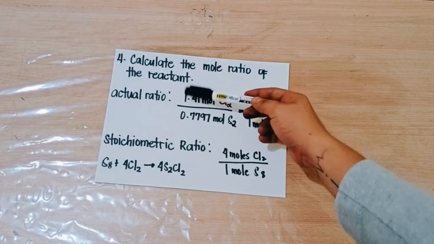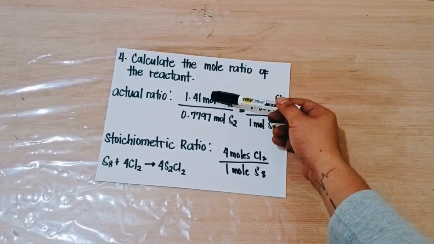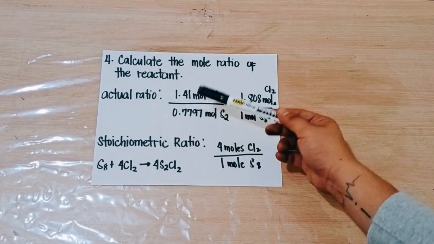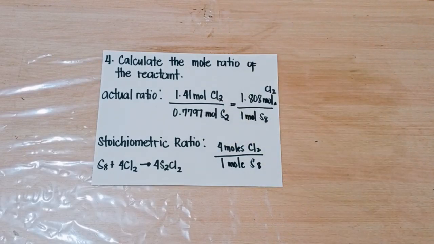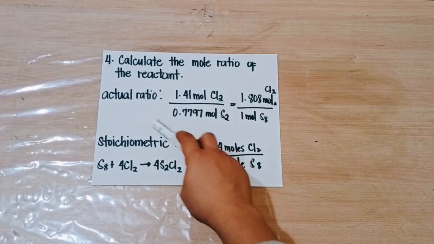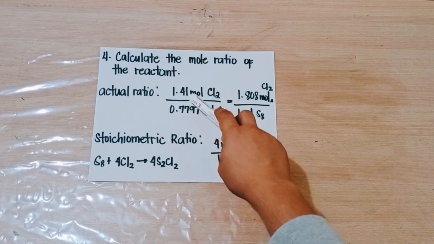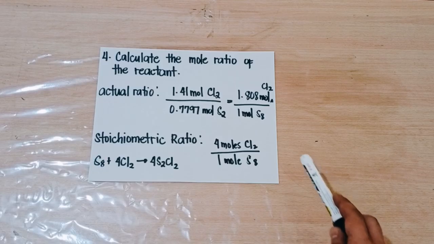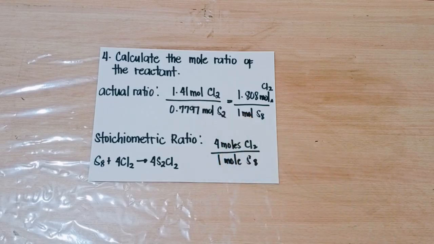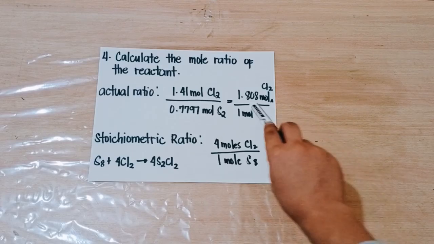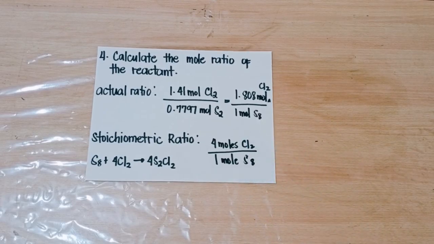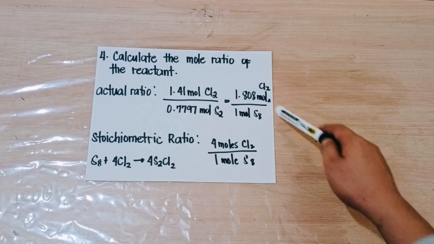So, di ba? Itong dalawang mole na to, yung mole ni chlorine saka mole ni sulfur na calculate natin to saan? Sa step number 3. Ngayon, ang gagawin mo dyan para makalculate mo yung actual ratio, i-divide mo lang yung dalawa. Nakuha nating mole of chlorine, we have 1.41. Sa sulfur naman, we have 0.7797 mole. Divide mo lang yung dalawa, ang makukuha mo, we have 1.808 mole of chlorine and 1 over 1 mole of sulfur. So, ito yung actual ratio na tinatawag.